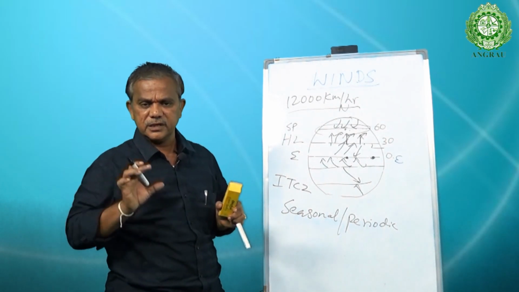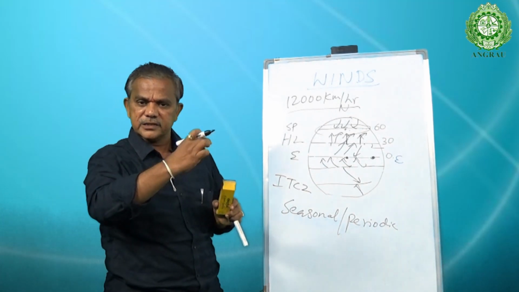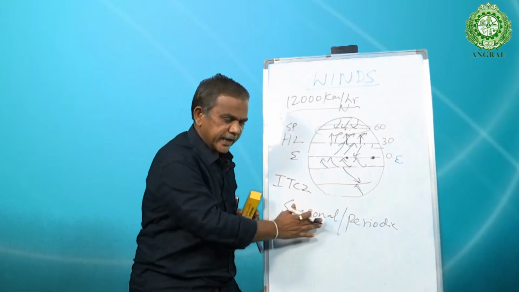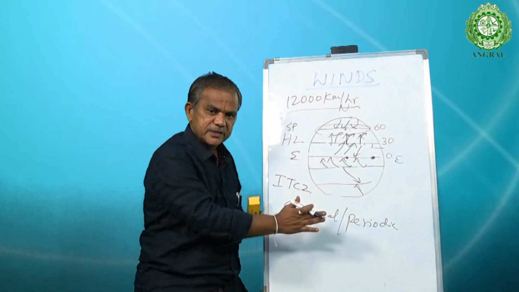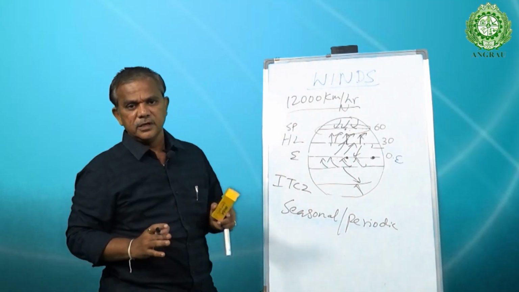We already discussed that solar radiation is one of the most powerful energies dictating the movement of the winds. Monsoon winds are also called periodic winds, and these periodic winds exist due to the distribution of the solar radiation.